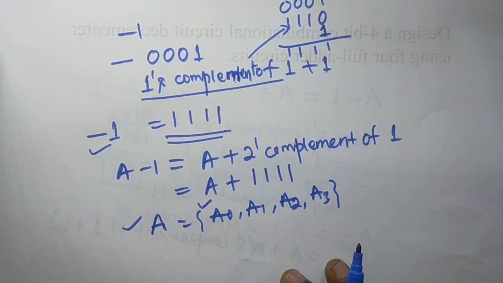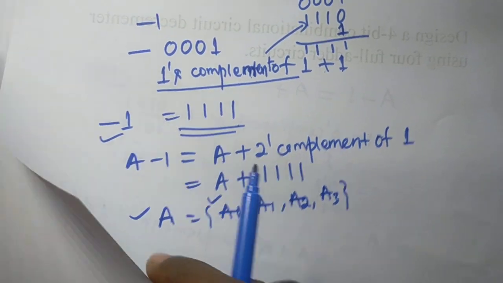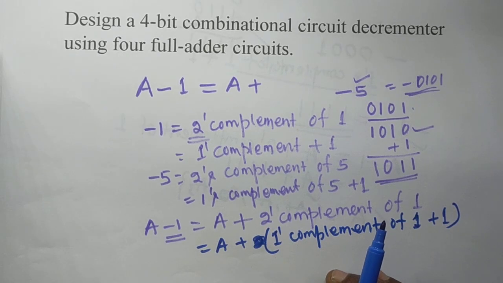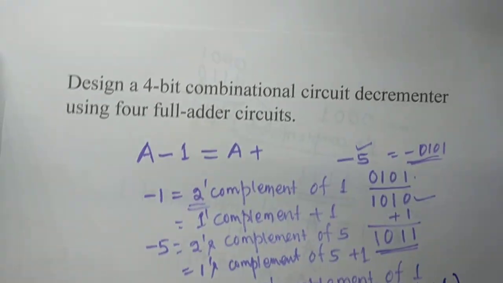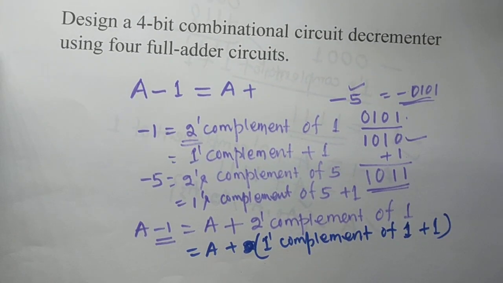Now we start the combinational circuit for the given question. The question is very easy: draw or design a 4-bit combinational circuit decrementer using 4 full adder circuits. We consider 4 full adders, and based on that we can design the 4-bit combinational circuit. Now I will start how we design that 4-bit circuit.